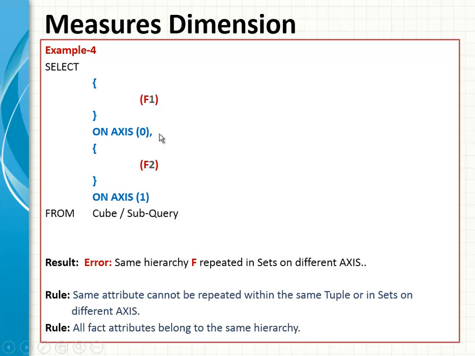Axis 0 having a set of one tuple with f1 attribute and axis 1 with a set of one tuple with f2. Now what's happening in this one is, because all the fact attributes belong to the same hierarchy, as measures dimension is a single hierarchy dimension, in this case that hierarchy is getting repeated across the axes, which is not allowed. Let's see an example of this.